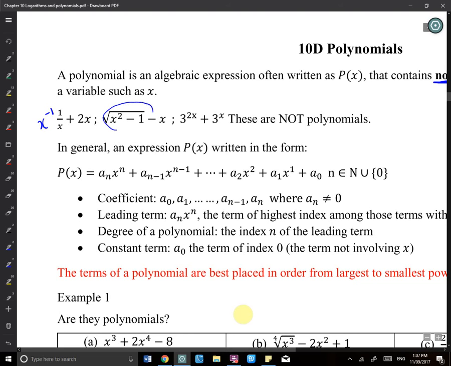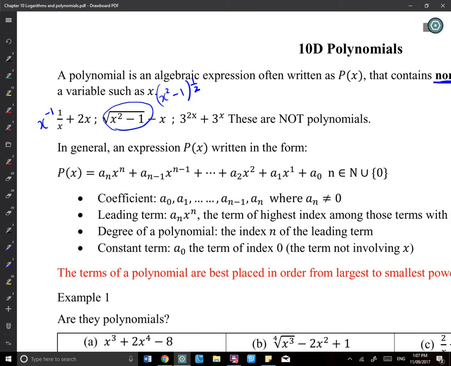Okay, for that, x squared minus 1. We have x squared minus 1 to the power of half. Half is not a whole number. Half is not a whole number. So that failed as a polynomial as well. We can't have that one.